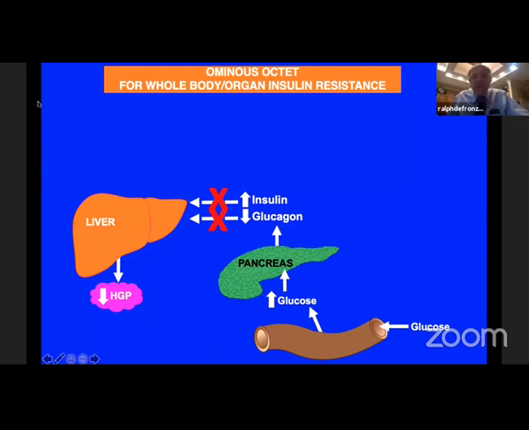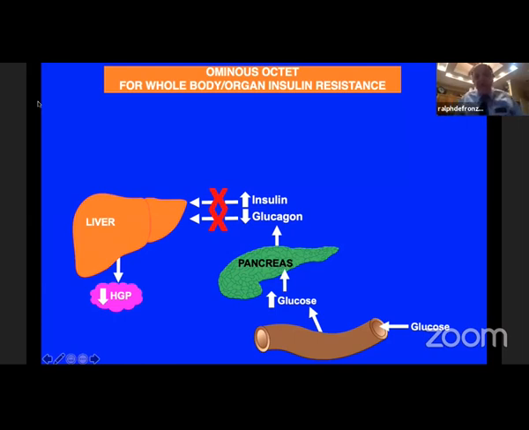We also know that there's severe insulin resistance at the level of the liver, and I'm going to take you through all of these steps in more detail. So the insulin resistance at the level of the liver, in combination with insulinopenia and with a hyperglucagonemia, leads to a stimulation of hepatic glucose production.